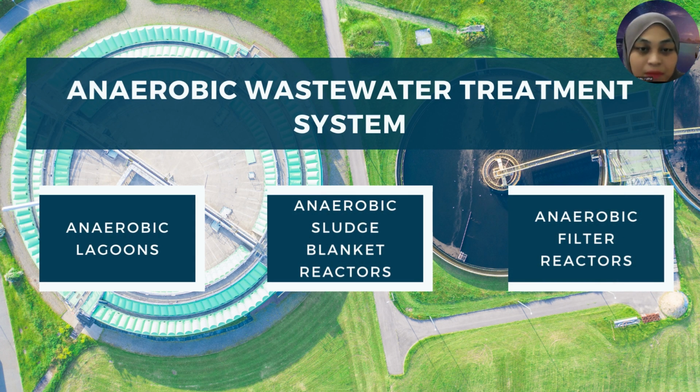Here comes the last part, which is the anaerobic wastewater treatment system. There are three types of systems commonly found in slaughterhouse wastewater management, which are anaerobic lagoons, anaerobic sludge blanket reactors, and lastly, anaerobic filter reactors.